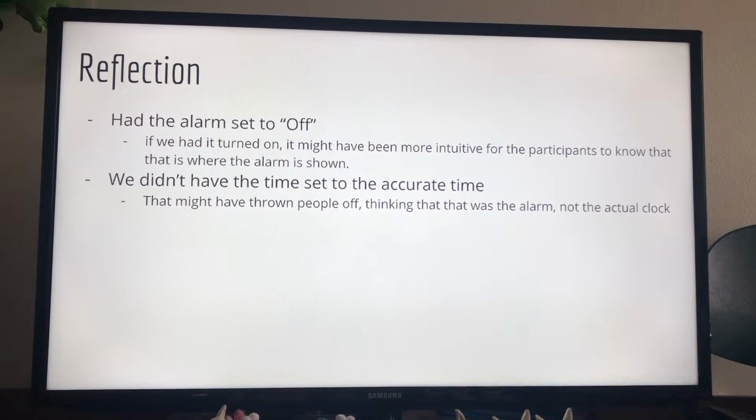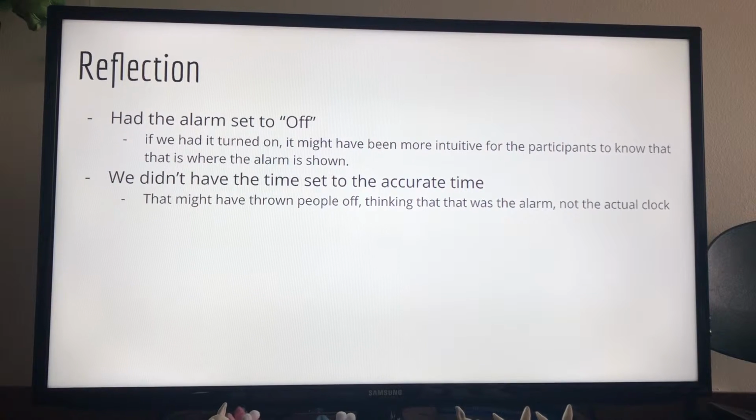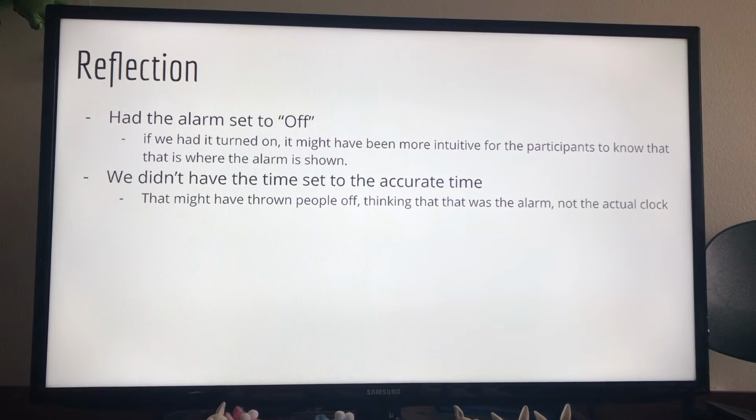Things we wish we could have done differently is to set the alarm on instead of off, so the second time indicator that is meant for the alarm might be more apparent. And we did not reset the clock time, so that might have confused the users.